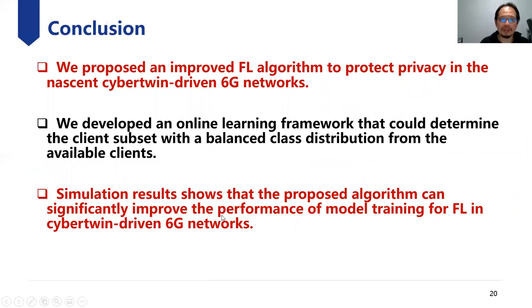So in conclusion, we propose a federated learning algorithm to protect the privacy of Cybertwin-driven 6G networks. So our two algorithms work to protect the privacy. And then we develop an online learning framework that could determine the class subset with a balanced class distribution from the available clients. So then we can find a better search and get to know all the client subsets and meet our criteria. So our simulation results show that the proposed algorithms can significantly improve the performance of the model training for federated learning in Cybertwin-driven 6G networks.